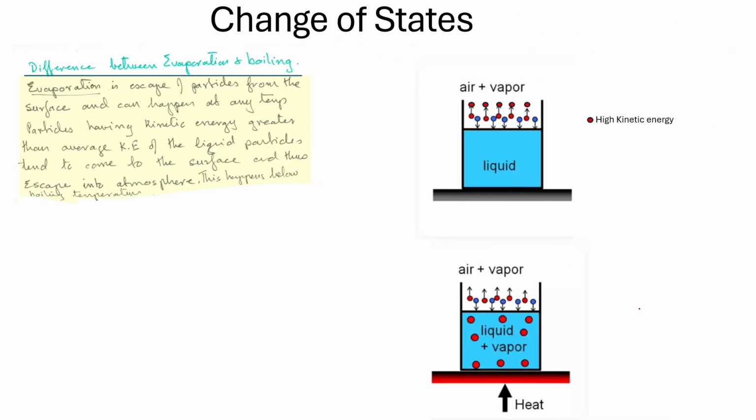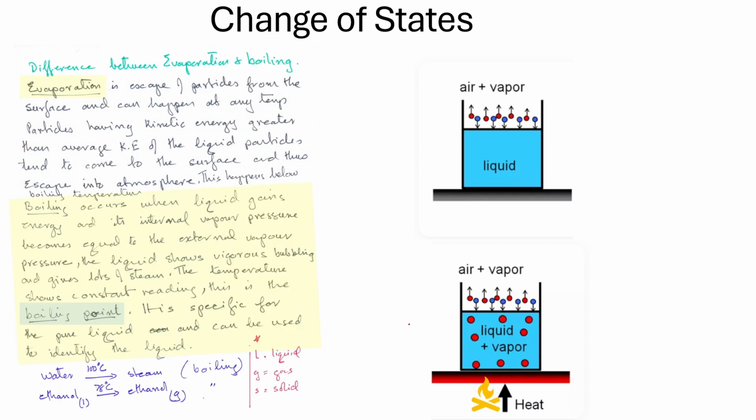Now I have mentioned earlier that when liquid changes to gas there are two processes, evaporation and boiling. Evaporation is the escape of particles from the surface and can happen at any temperature. Particles having kinetic energy greater than the average kinetic energy of the liquid particles tend to come to the surface and thus escape into the atmosphere. This happens below boiling temperature.